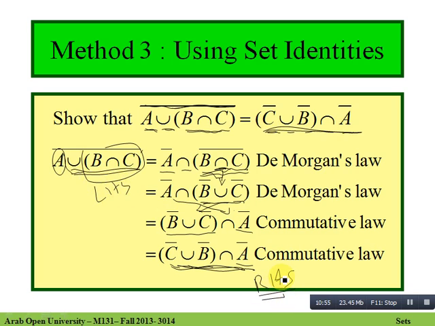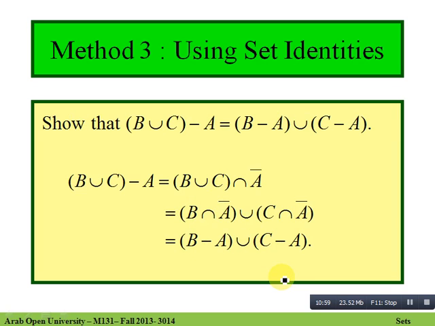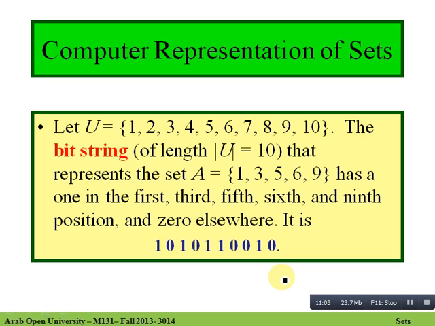So these are three methods by which you can prove set identities. You have another example, you can study this on your own. We'll move ahead to the computer representation of sets: how sets are represented in a computer. Here we will take an example. Let us take a universal set of 10 digits, 1 to 10. This is a universal set inside the computer.